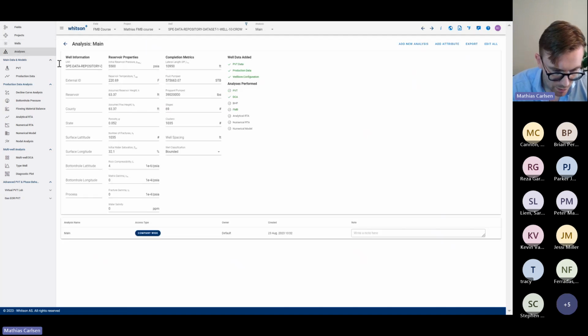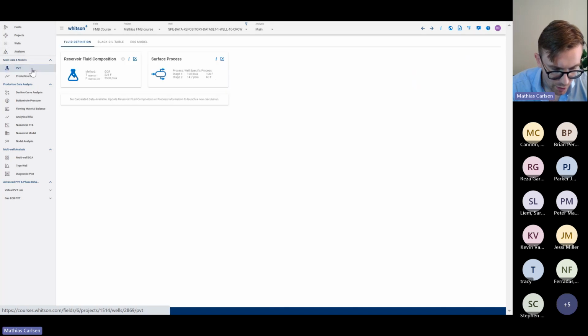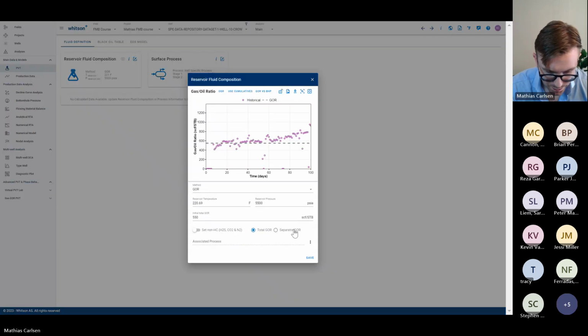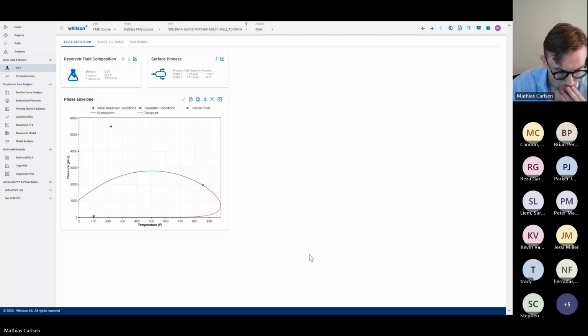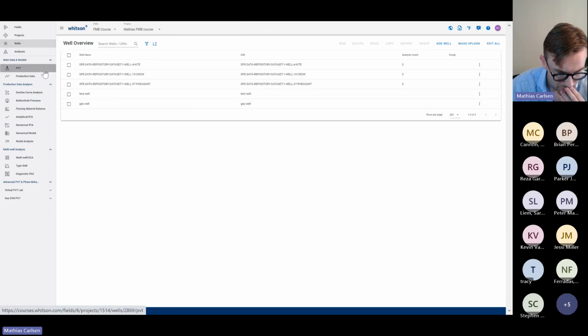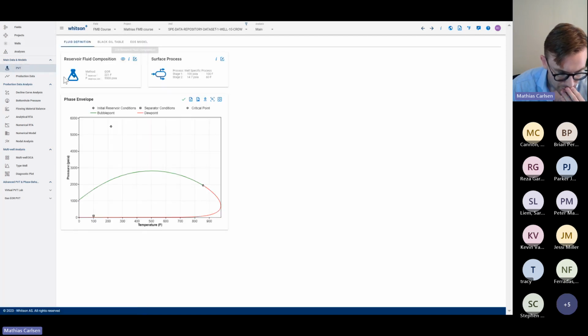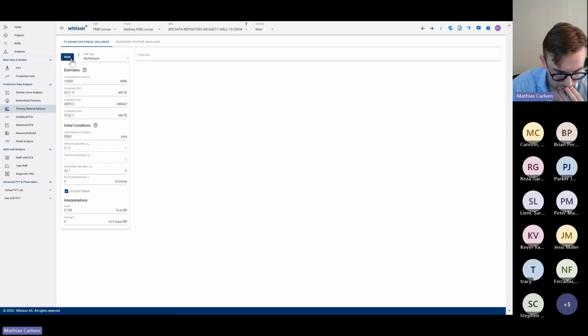So the Crow well is well number 2. We'll just go ahead and run the PVT. It says in wells, and then you pick PVT here. You run it, go straight to flow material analysis, and click run.